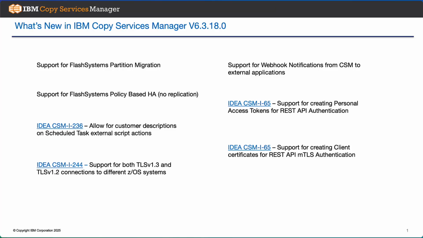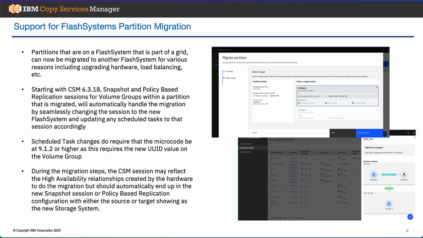In this video, I'm going to go over what's new in IBM Copy Services Manager 6.3.18. 6.3.18 GA'd in June of 2026. As you can see, there's 7 things I'm going to go over today, and we'll just start going over them one by one. All right, the first one is a Flash Systems feature.